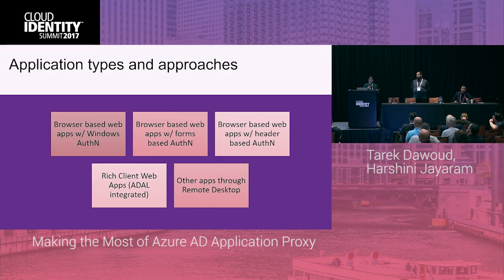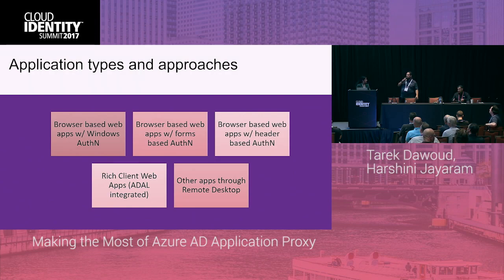So here are a few different types of applications that are supported by application proxy. So for example, browser-based web applications, whether they're using Windows authentication or forms-based authentication or header-based authentication, and that's where our partnership with Ping Access comes into play and the solution we GA'd last week. We also support rich clients if they're ADAL integrated, or you can publish remote desktop with application proxy and other applications through that. So Tarek has had a lot of experience with customers, and so he also has some examples of these application types that customers have really enjoyed using.